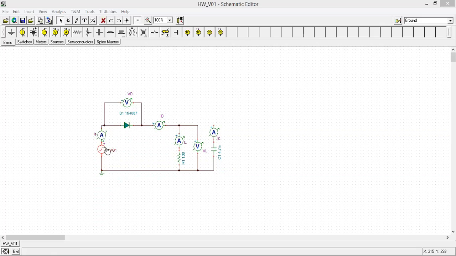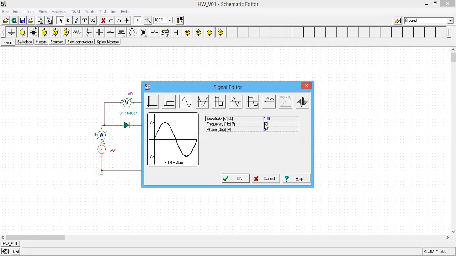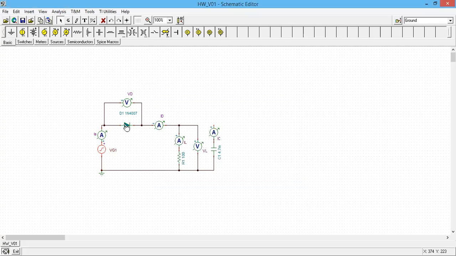If I brief the problem, we have a sine wave power supply whose amplitude, the peak value, is 100 volts. So that is this amplitude, which is the peak value, 100. And the frequency is 50 hertz, and the phase angle is 0 because it started from here. So we have this sine wave, and it is asked to use an appropriate diode model.